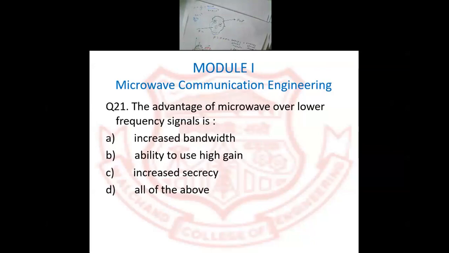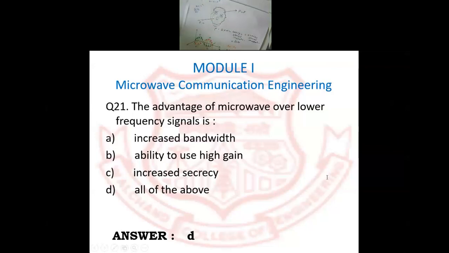Increased secrecy means we need a specialized device or specialized component for the given particular microwave frequency, which is complex. So the answer is not A or B, it is D here. Increased bandwidth, because of the higher frequency. Higher gain, because the wavelength is small. And increased secrecy because of the high frequency. So the answer is all of the above for this particular question.